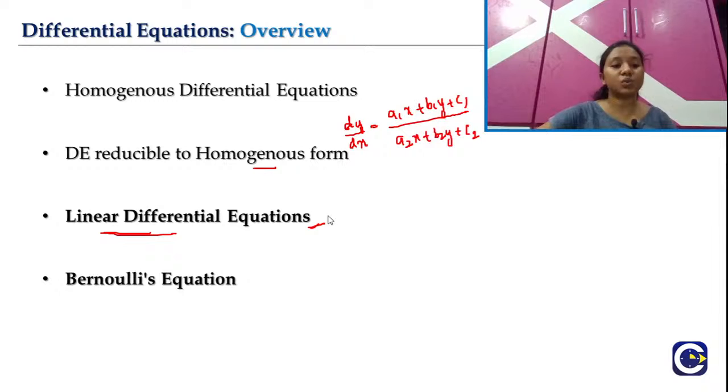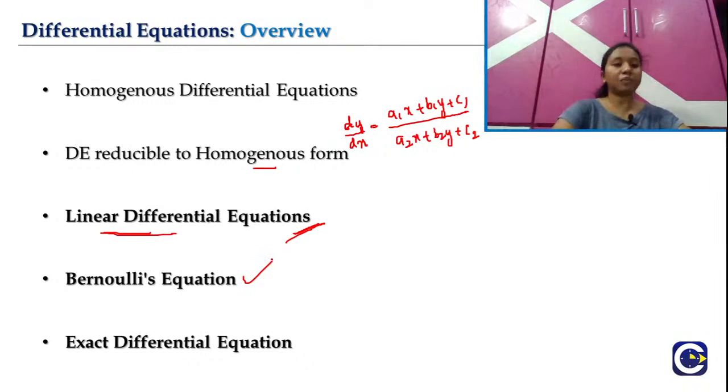The next one is Bernoulli's equation. For Bernoulli's equation too, we'll have a standard format. We can reduce Bernoulli's equation into our linear differential equation format. Once we have reduced that into a linear differential equation, we'll apply what we learn here about solving a linear differential equation and simplify it in order to get the solution of that Bernoulli's equation.